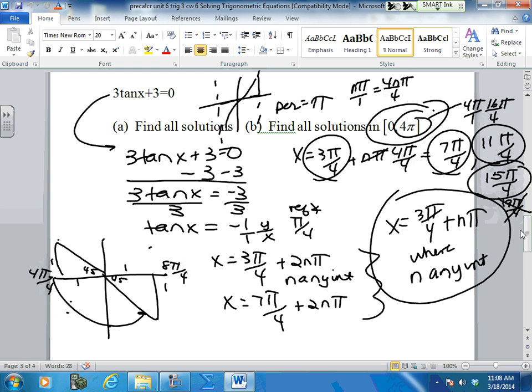So the rule is this. This is how I do this. I take where my endpoint is. I convert that to my denominator. It tells me where to stop. Then I convert my 2n pi or my n pi to the same denominator, and that's what I keep adding. Once I hit my limit of 16 pi or whatever your limit is, you stop.